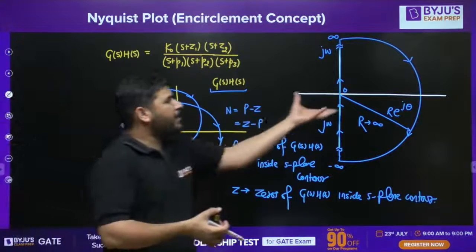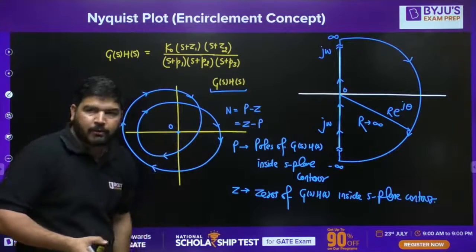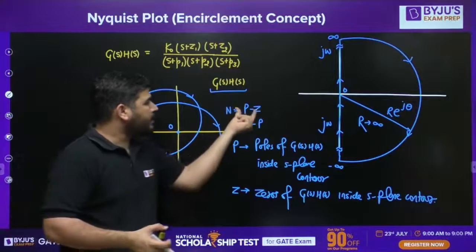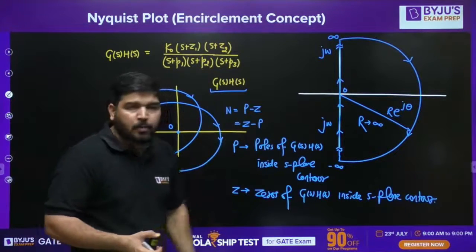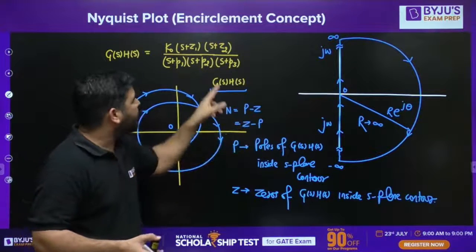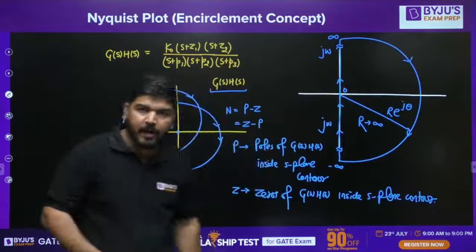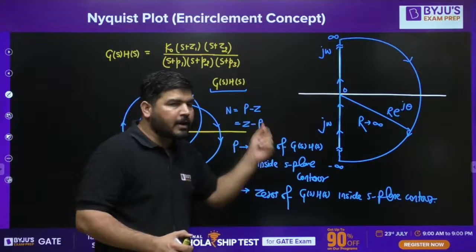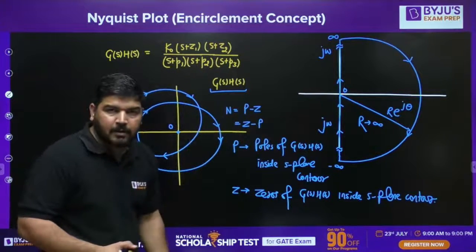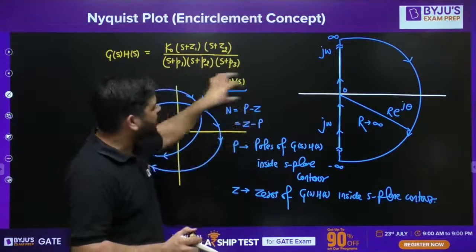If you are mapping this S-plane into the G(s)H(s) plane, and if you are looking at the encirclement of origin, then that encirclement will be P minus Z, where P is the number of poles of G(s)H(s) inside this contour, and Z is the number of zeros of G(s)H(s) inside this contour. This way you can calculate the number of encirclements, and you can get information about poles and zeros inside this contour.